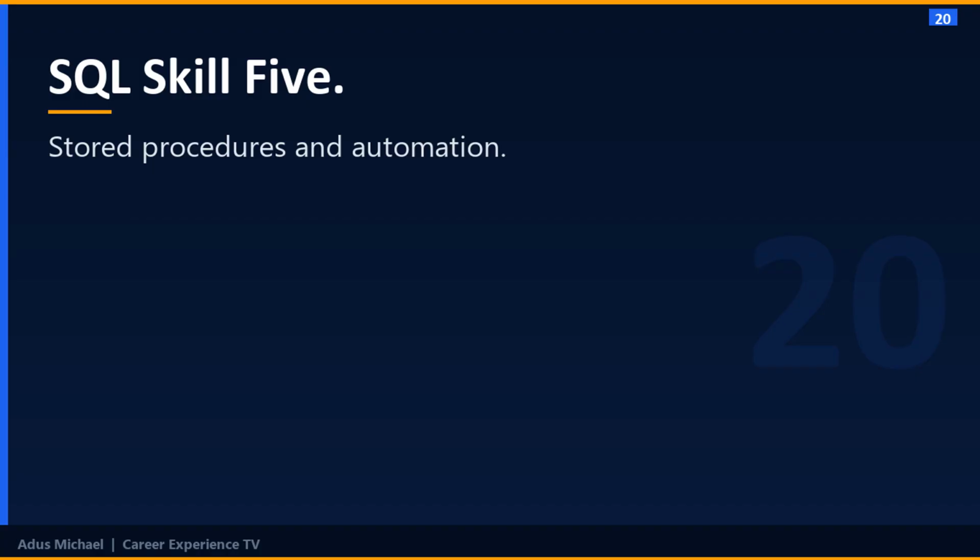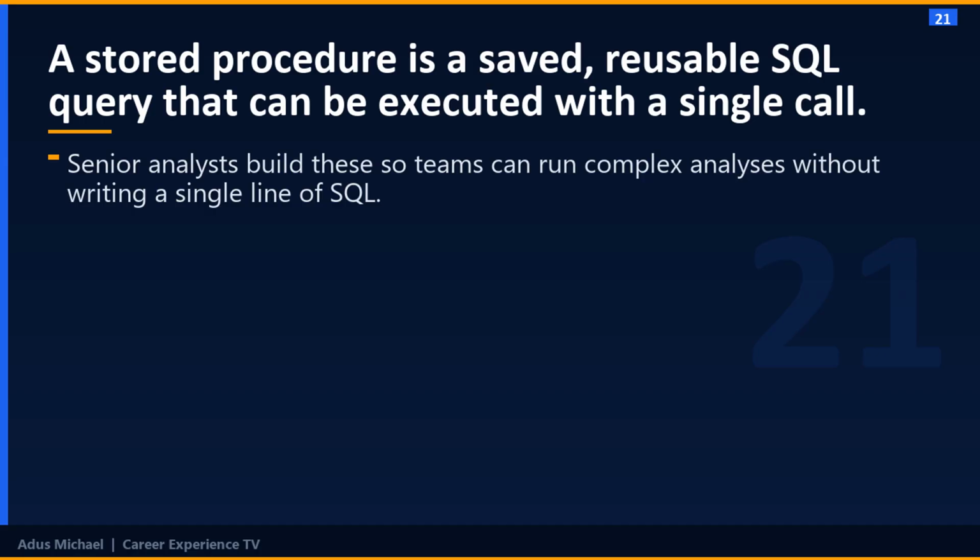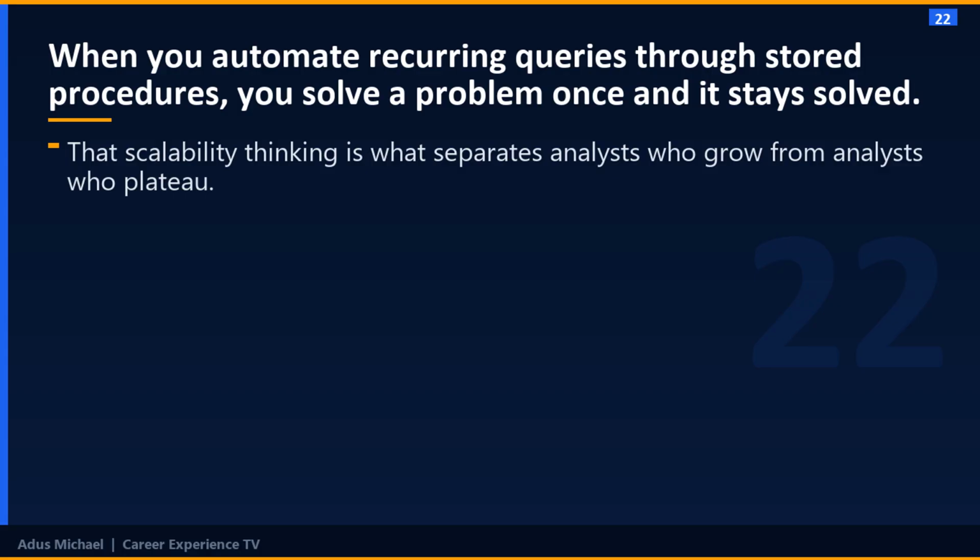SQL Skill 5, Stored Procedures and Automation. A stored procedure is a saved, reusable SQL query that can be executed with a single call. Senior analysts build these so teams can run complex analyses without writing a single line of SQL. When you automate recurring queries through stored procedures, you solve a problem once and it stays solved. That scalability thinking is what separates analysts who grow from analysts who plateau.